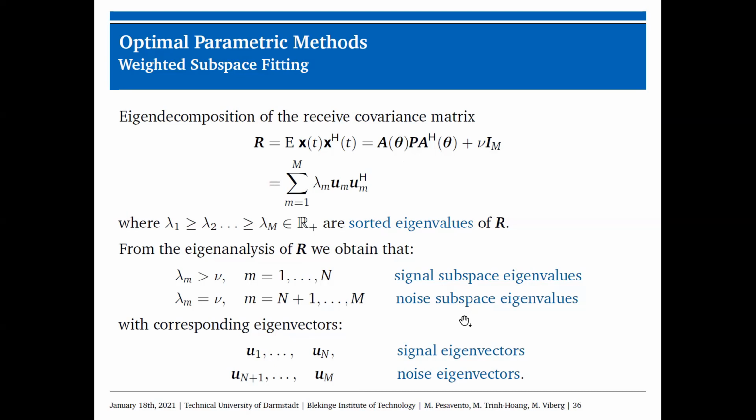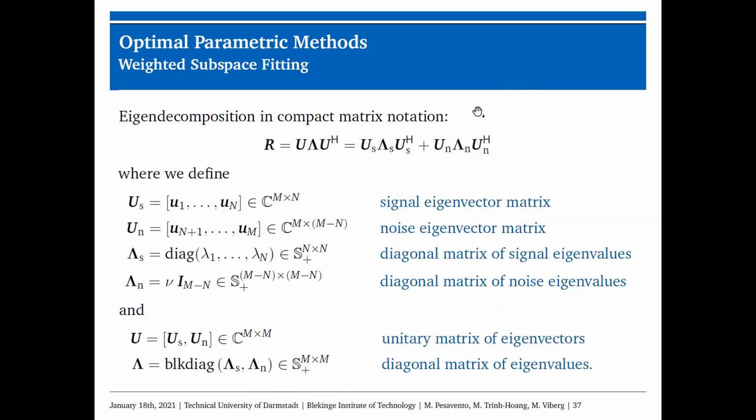The remaining eigenvalues are all larger than nu. We call them the signal subspace eigenvalues. Together, the signal subspace eigenvectors span the same space as the steering matrix A, and the noise eigenvectors corresponding to this eigenvalue are all orthogonal to the steering matrix A. So let us now collect all the signal and noise eigenvalues and the eigenvectors into matrices as shown here. Give you some time to read.